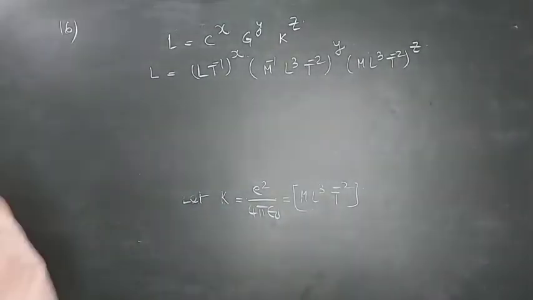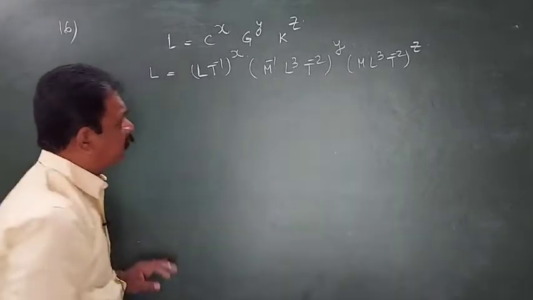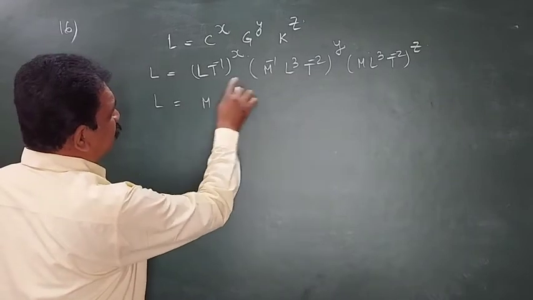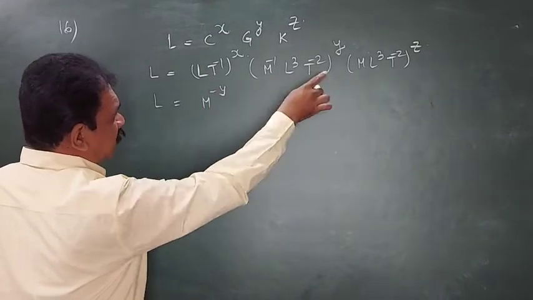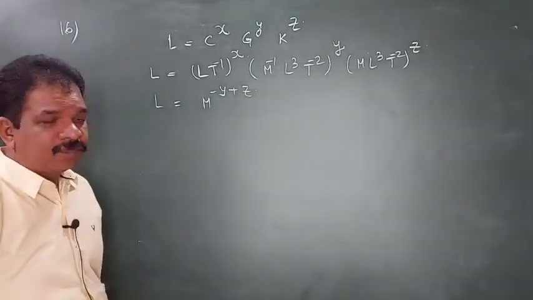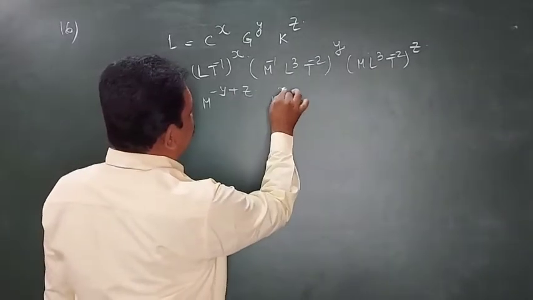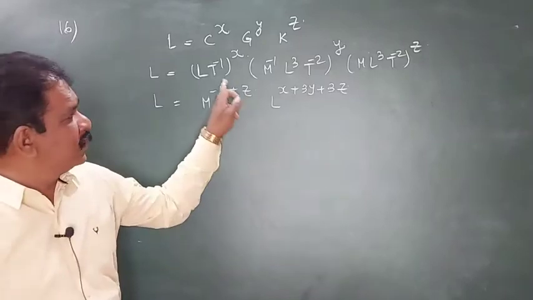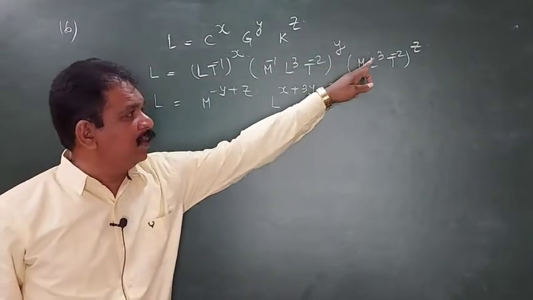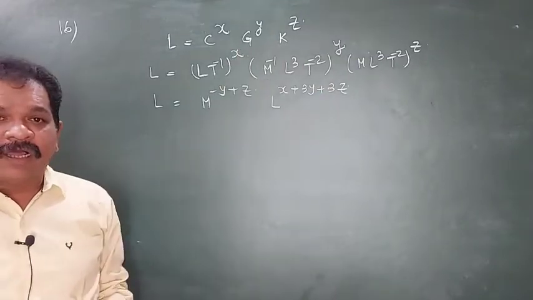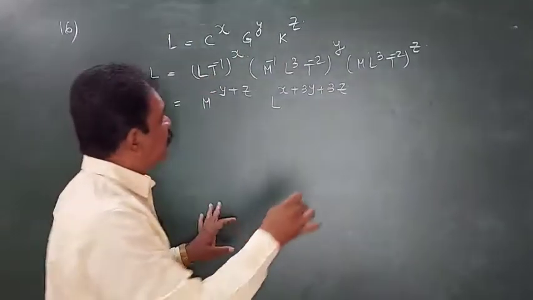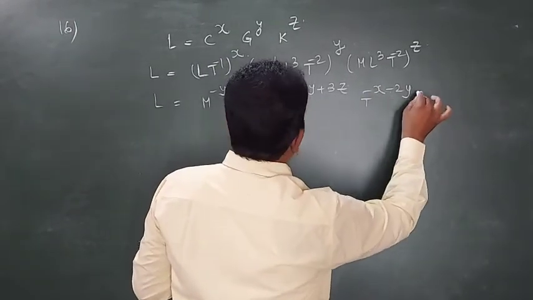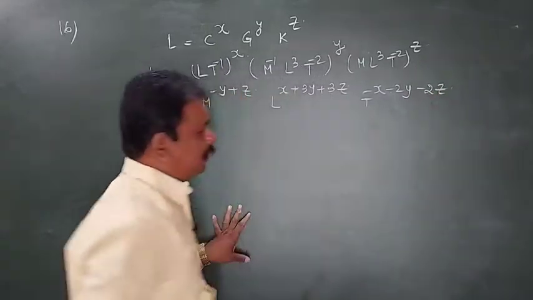Procedure will be the same procedure only. You proceed in that manner. So, L is equal to first M: here no M, here M minus Y, there M plus Z, here L power X plus 3Y plus 3Z. Understanding all of you? Just here L power X, L power 3Y, L power 3Z. We are writing all L powers at one place. Here T power minus X. Here T power minus 2Y. Here T power minus 2Z.